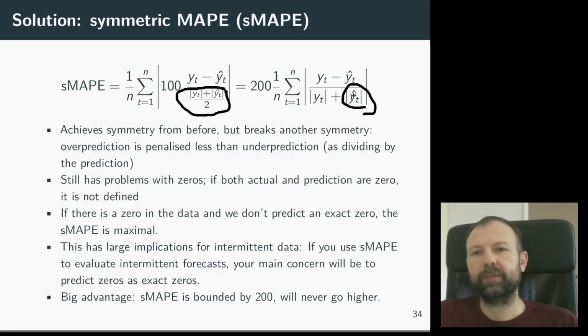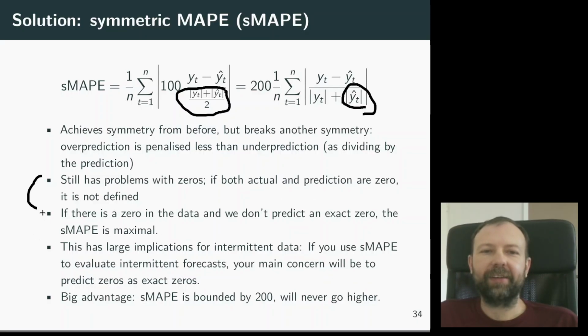So if this forecast is smaller, the overall error gets bigger. Okay. So yeah, sMAPE is called symmetric, but it has one symmetry but breaks the other. It also still has problems with zeros, right? I mean, if both your actual and your forecast are 0, you're still dividing by 0.